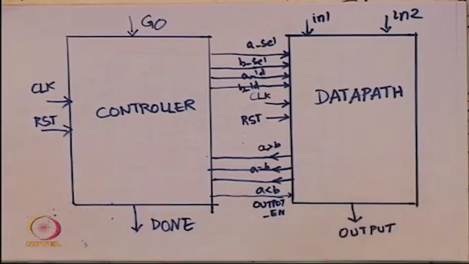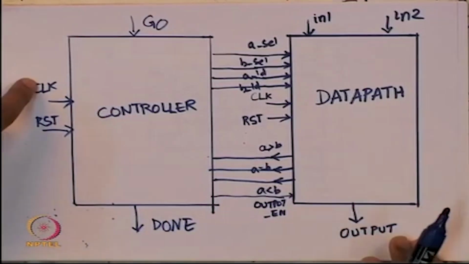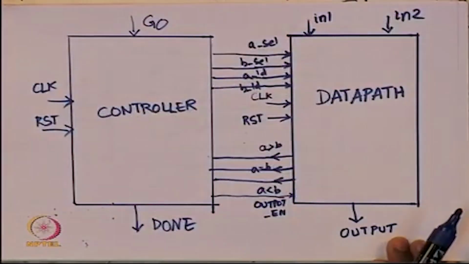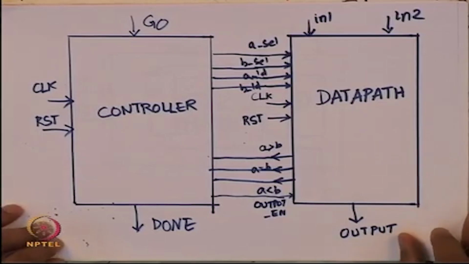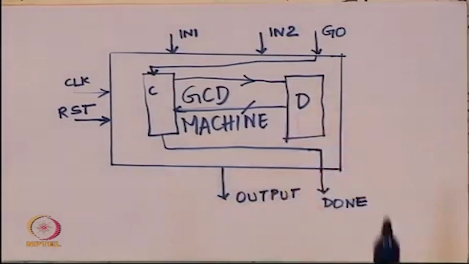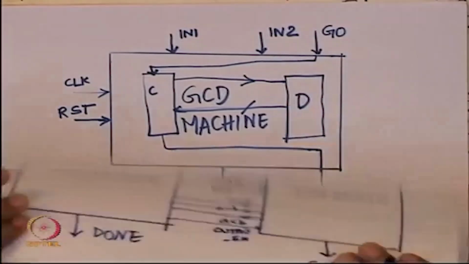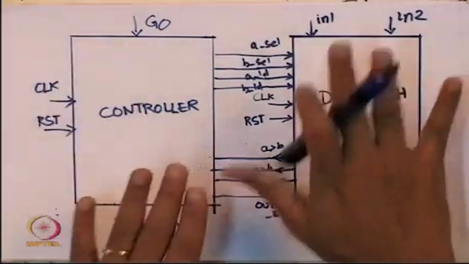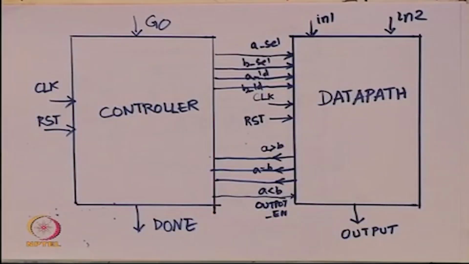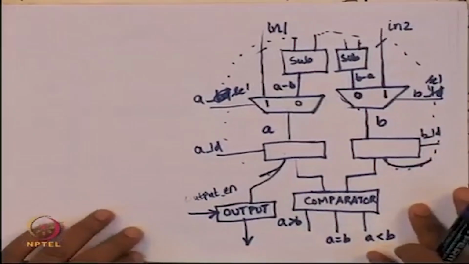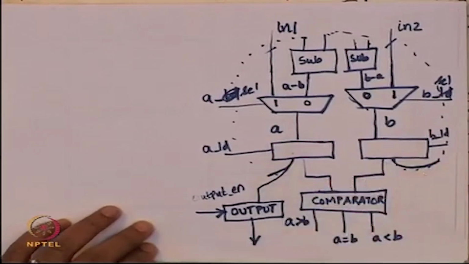So, this is my whole chip. You can look at the whole chip now. There is clock, reset, go, in 1, in 2, which are all the inputs, and done and output, which are the outputs. So, that is a very abstract view of this chip. If I dig a little deeper, I get this: I have a controller and a data path, and if I dig deeper than that, the data path is actually this. I did not draw the controller yet, but the data path is this.